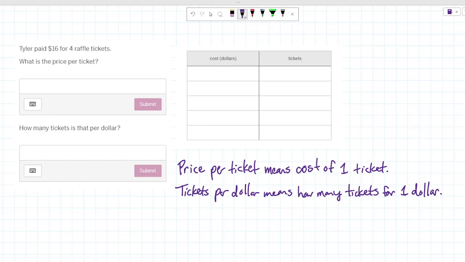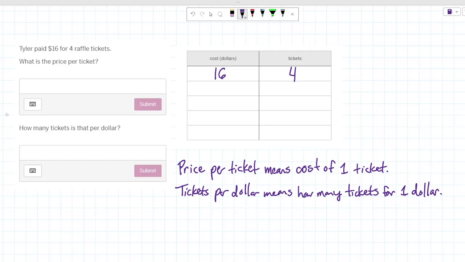So the first thing we'll do is say, okay, we have $16 for 4 raffle tickets. What does that look like in our table? Here's the cost column, here's the tickets column. So where does the 16 go? Where does the 4 go? 16 goes in the cost column, and 4 will go in the tickets column.